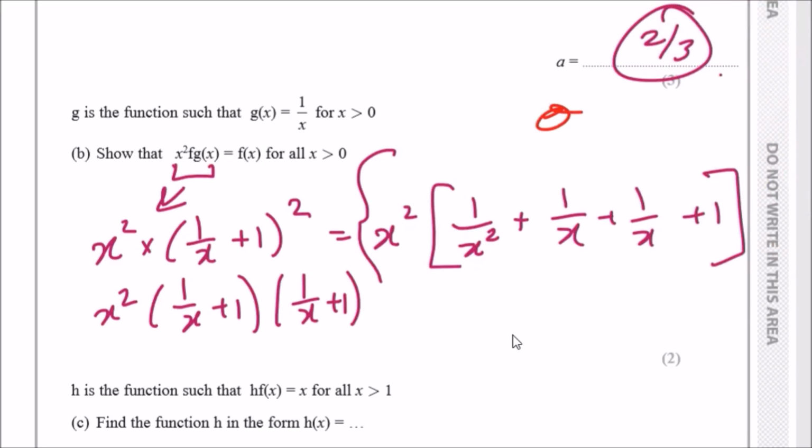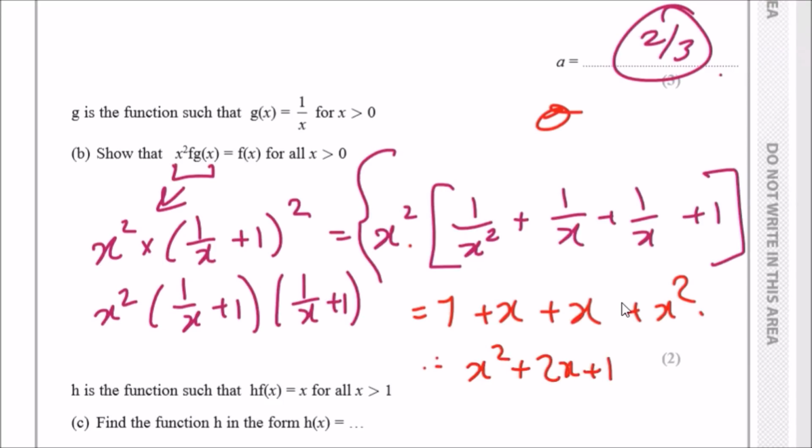So x squared times 1 over x squared will just give us 1. x squared times 1 over x gives us plus x; x squared over x cancels out the x. x squared times 1 over x will give us another x, so that's actually 2x. x squared times 1 will give us plus x squared. So tidying this up, you get x squared plus 2x plus 1.